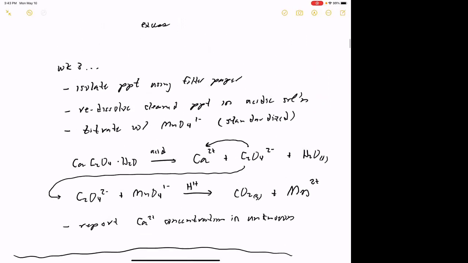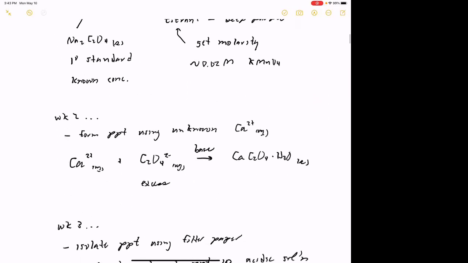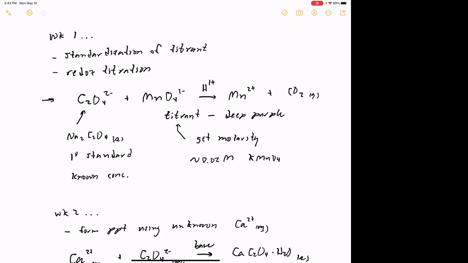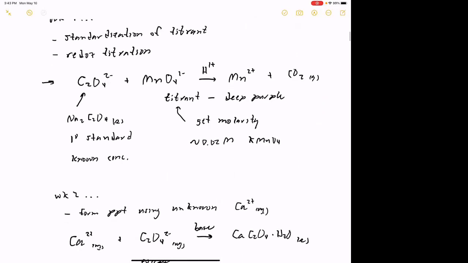Ideally, what we've done is we formed a precipitate, and it's all sort of up here. Week 1 is standardization of the titrant. So here's the reaction equation. Now I'm going to show you that the mole ratio that we need is 5:2, and you guys are going to go back and verify that for me, because I'm going to need that mole ratio a little bit later.